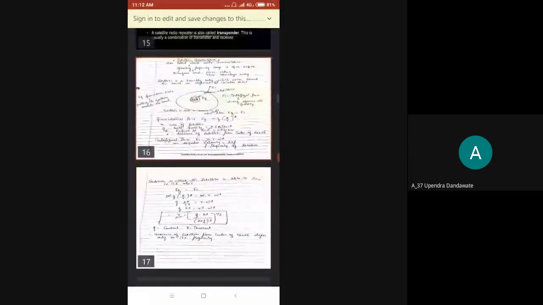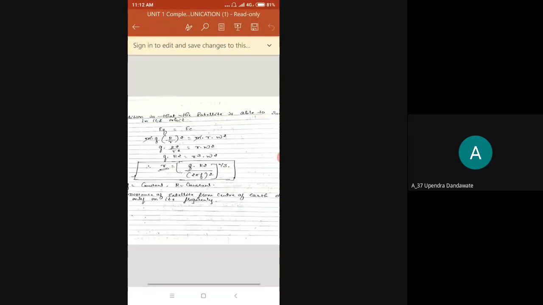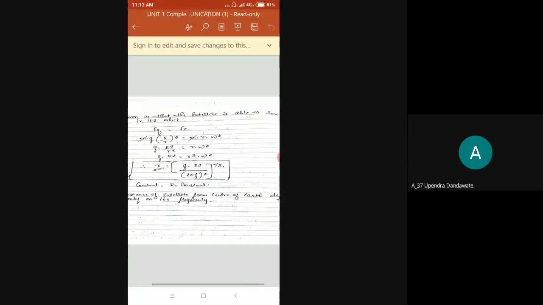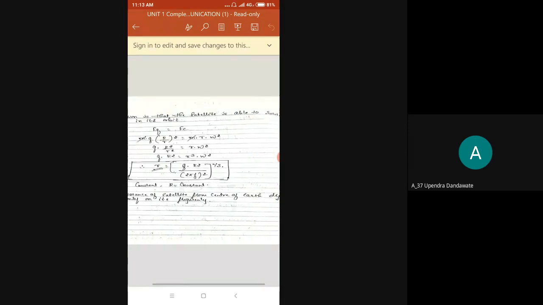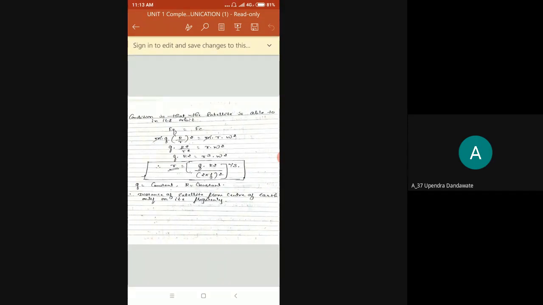You have seen the two equations. The condition for the satellite to be able to rotate in its orbit is that the gravitational force is equal to the centrifugal force. So the equation is m g R square divided by r square equals m r omega square. In this equation, m and m both get cancelled. Remaining is g R square divided by r square equals r omega square.